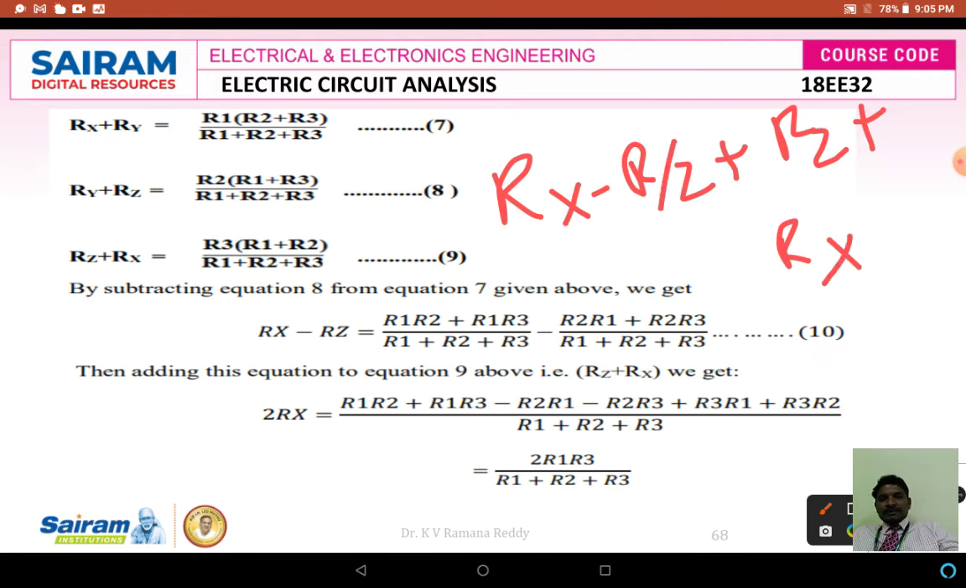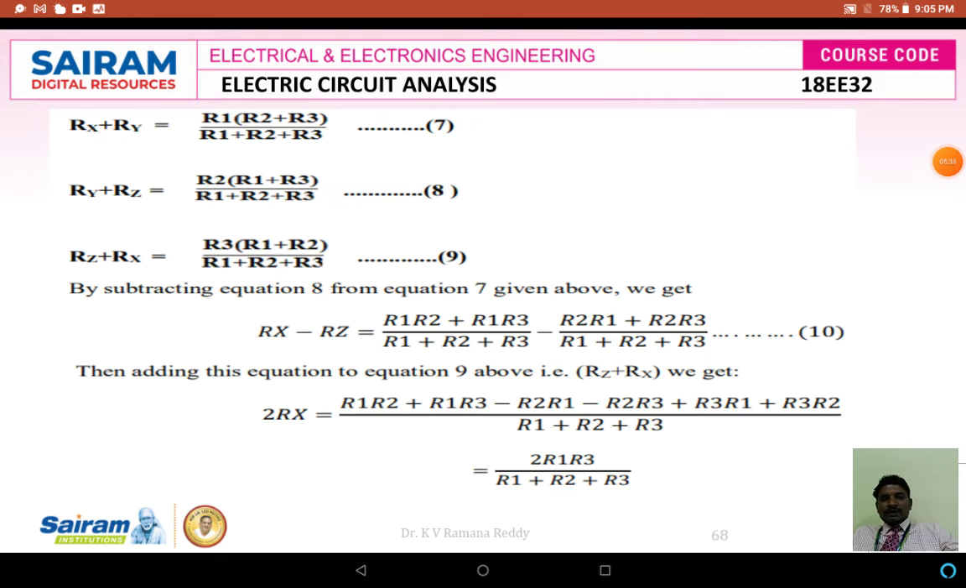Here minus Rz plus Rz cancel. Here Rx plus Rx can become 2Rx at the left hand side, and the remaining equation can become like this. Here the denominator is the same, so we can add all the numerators and write it like this.